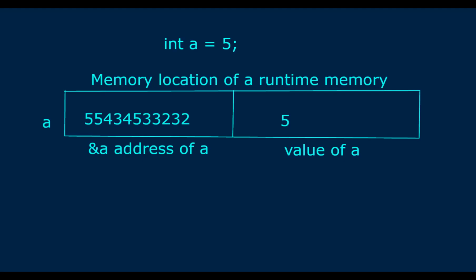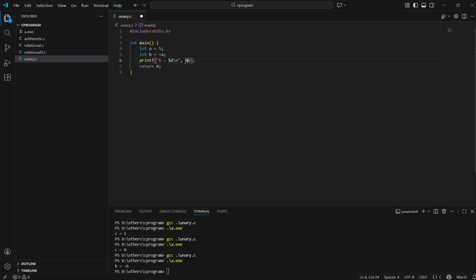In the program, when we call a, it's the value of a. When we call address of a, it's the reference location of the value in a. Now let's try printing the address of b in the printf. We can see the reference value of b displayed in the output.